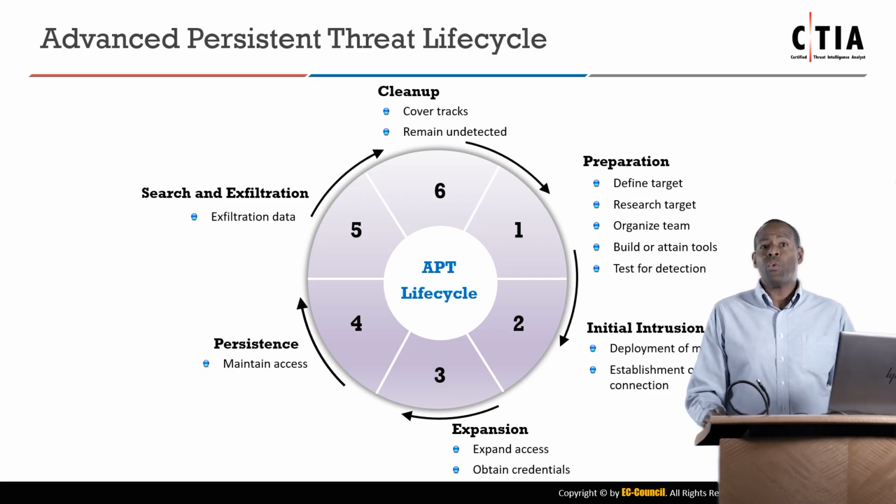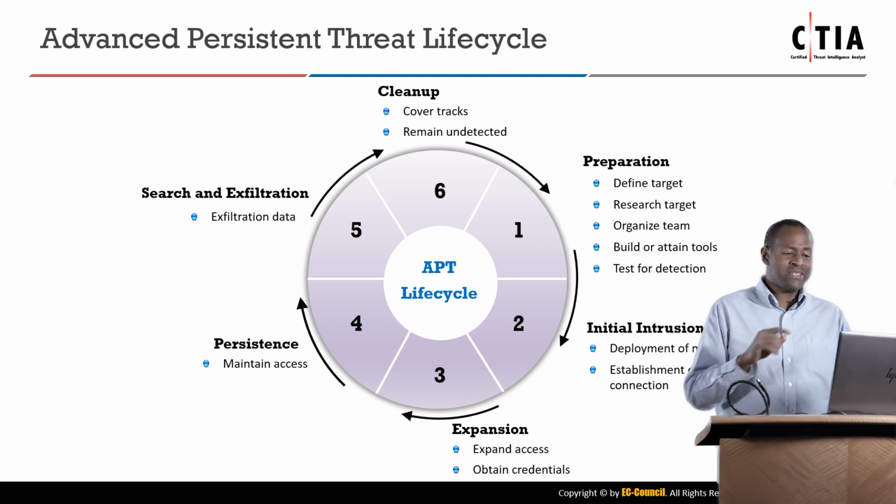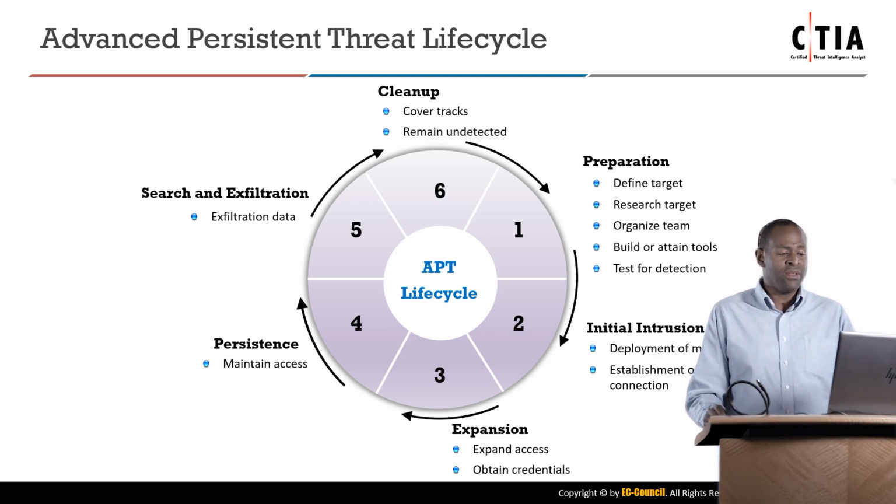And to do that, they're going to have to wipe a few things out of the way, similar to what we see in step 6 here of the APT life cycle, which is to cover tracks, right? Remain undetected. And they need to do that in order to maintain access. And then after that, exfiltrate data.